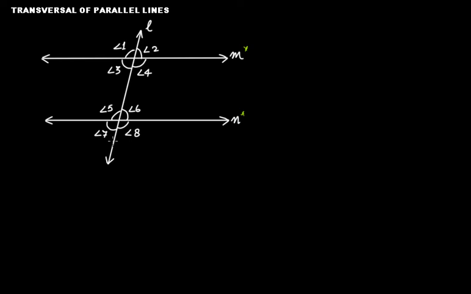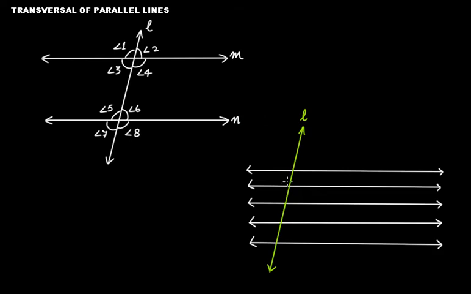Of course. Like if I show you here, in this case you can see that we have 1, 2, 3, 4 and 5 parallel lines, and these 5 parallel lines are being intersected by this one line L at distinct points, therefore this is a transversal to all these 5 parallel lines.